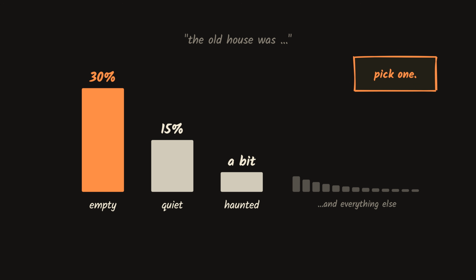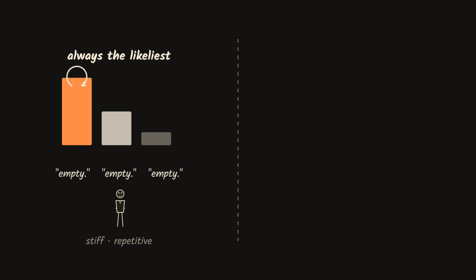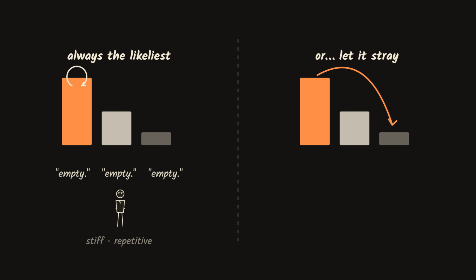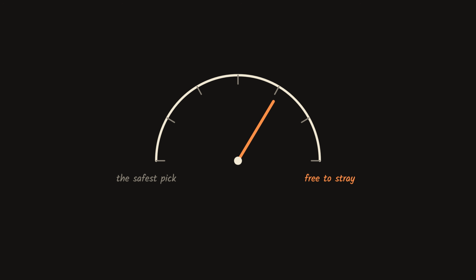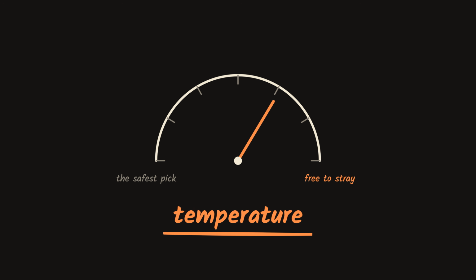Something has to turn that into one actual word. Always take the single likeliest one, and the model comes out stiff and repetitive. Let it sometimes reach for a less likely option, and it loosens up, gets more creative. That dial, how far it's allowed to stray from the safest pick, is called temperature, and it's a big part of what gives a model its feel.